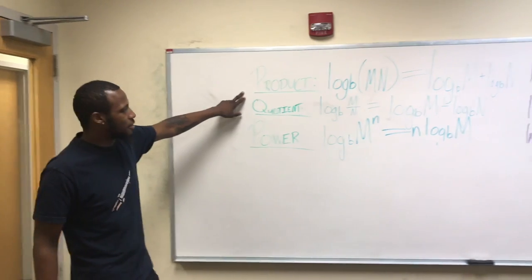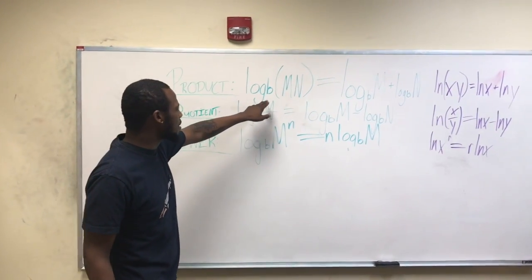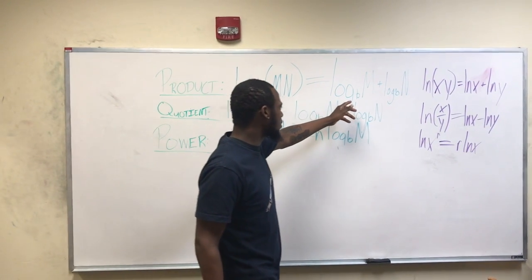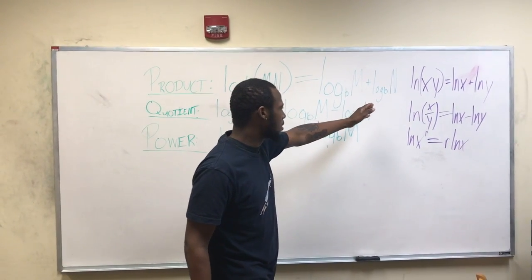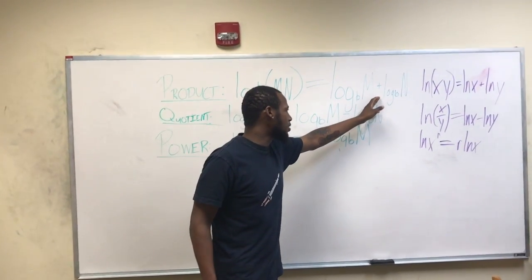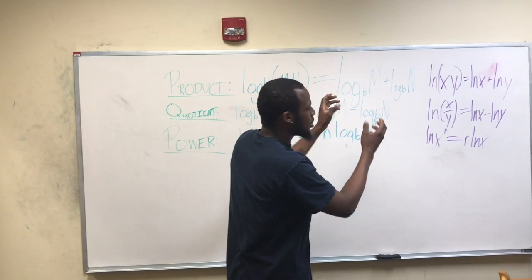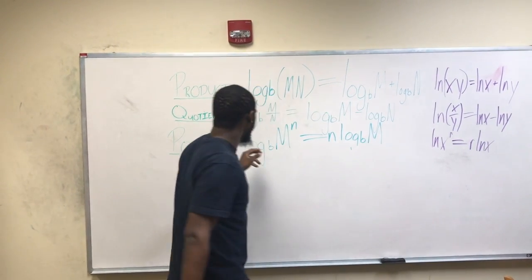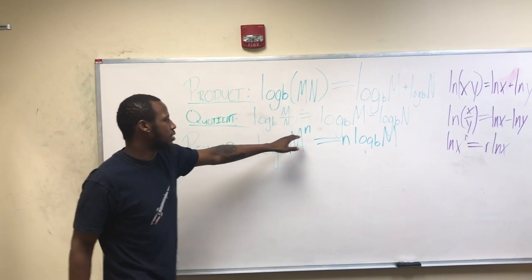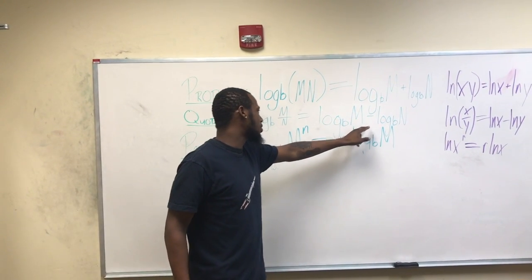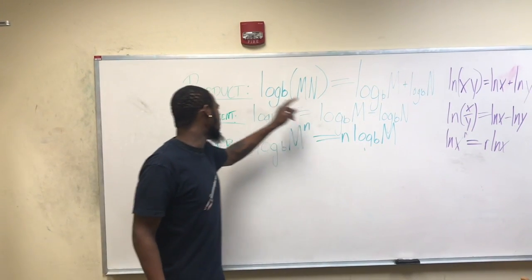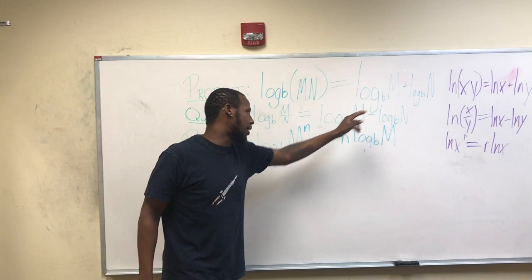Start off with the product property. We notice that log base b of the function m multiplied by n is going to be equal to log base b of m plus log base b of n. When we multiply, we have a plus sign in between the separation of m and n. Versus in our quotient rule, where we divide m and n, notice that we subtract. So you can remember that in the quotient rule, we divide and subtract. In the product rule, we multiply and add.